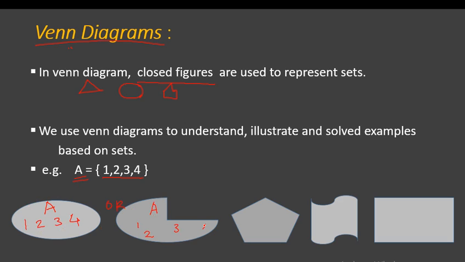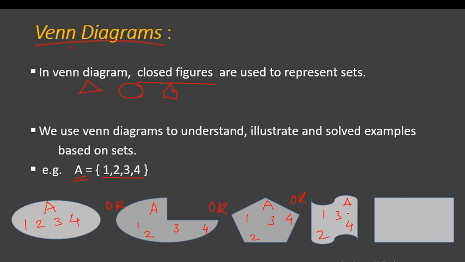So this way we can also show the set A, or represent it in this figure. We have set A and we will write the elements 1, 2, 3 and 4. This is also a representation of a set A by using a Venn diagram. Or we can also use this figure. We will write A and we will write 1, 2, 3 and 4. So all the elements are shown here also.